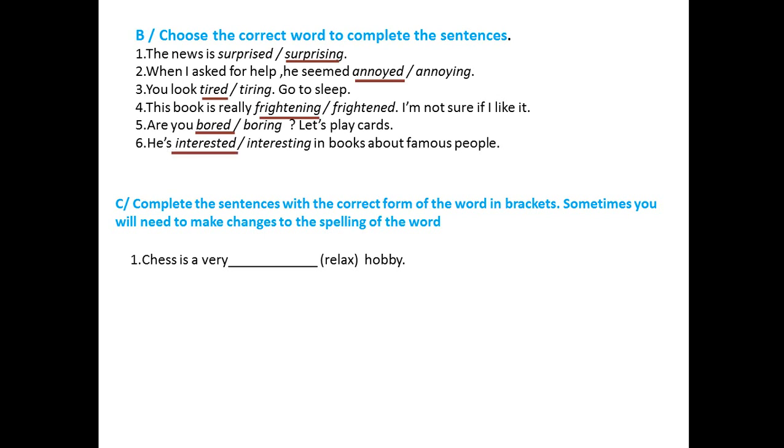Okay, so number 6, he is interested in books about famous people. Okay? Section C on the same page in your workbook, page number 31. Complete the sentence with the correct form of the word in practice. Be careful. Sometimes you will need to make changes to the spelling of the word.